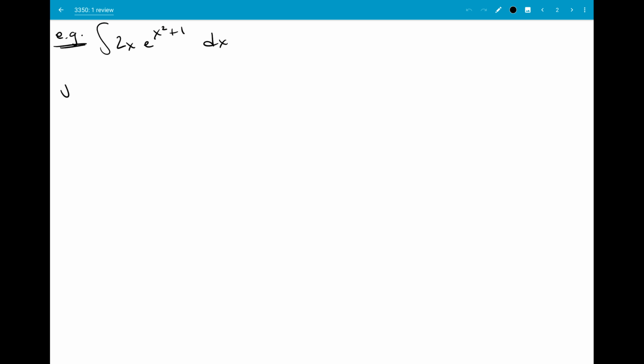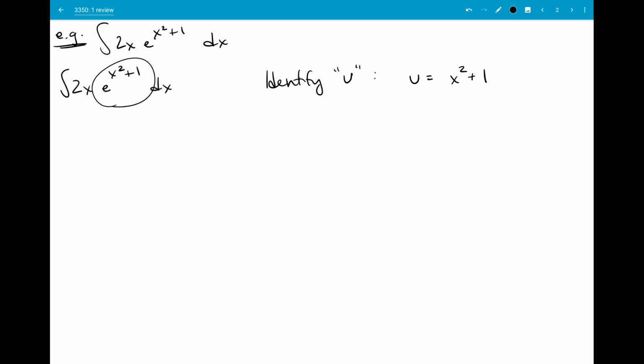So I'm just going to rewrite it right here. The first part of a u-substitution problem is identifying that you need u-substitution. So I need u-substitution here because I know how to integrate 2x. I know how to integrate e to the x, but I don't know how to integrate e to the x squared plus 1. So that x squared plus 1 is causing me trouble. So I'm going to say my u should be x squared plus 1. If I didn't have that x squared plus 1 up there, then my life would be easier.